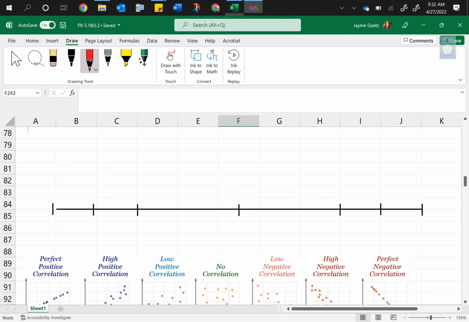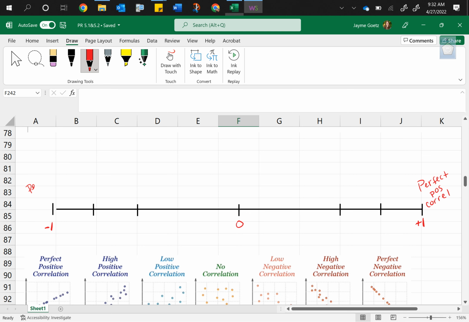Now, if you have an R value of +1, that is a perfect positive correlation. That is very rare. I don't think I've ever seen an R value of +1. The same thing happens with negative. If you have a -1, that is a perfect negative correlation.